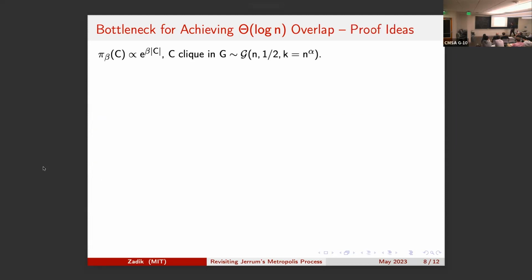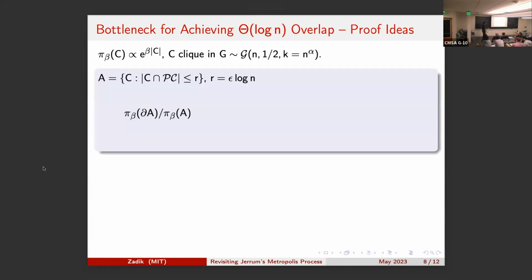Okay, so let's see what's happening. How do you prove such a result? Of course you use a bottleneck. Remember what we need: a cut or a partition so that the complement contains all the interesting states, which here are the cliques that have at least epsilon log n overlap. Also, we need to prove that the boundary in our choice is much smaller in stationary mass than A. Two conditions. We will be less smart in this specific case in terms of how intricate the cut is; we will take the simplest choice.